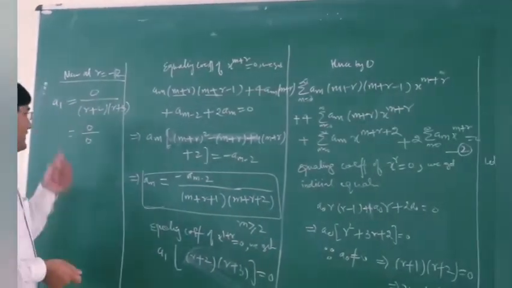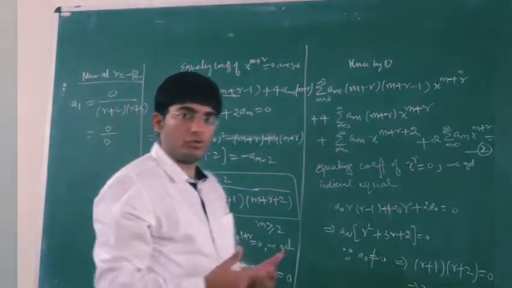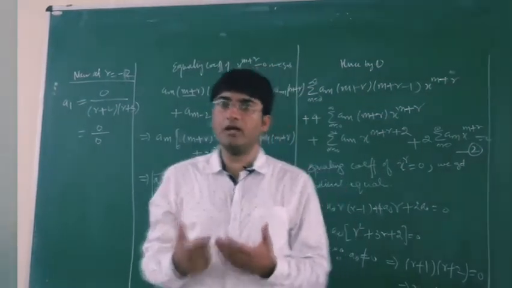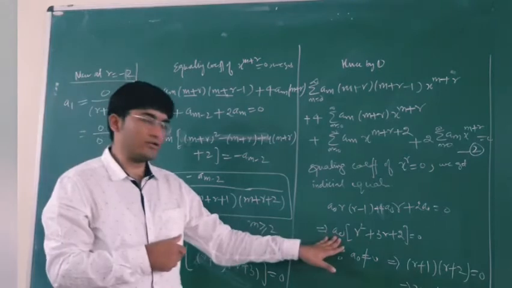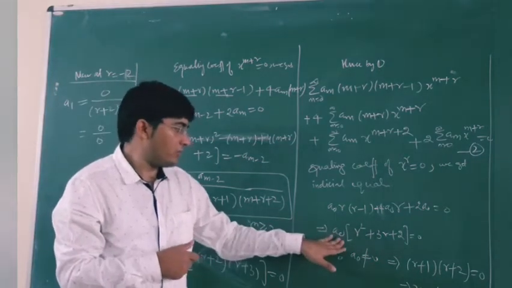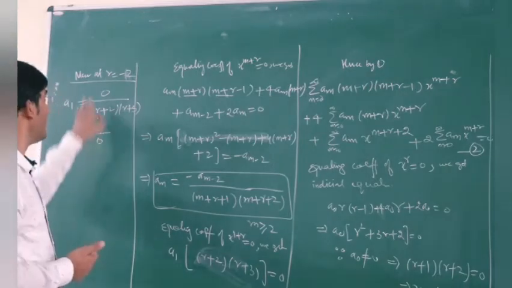So that means we cannot evaluate our a1. So in this case, our a1 will be another unknown. One unknown is your a0. We cannot find the value of a0. So one unknown is a0 and another one is a1. So we have two unknowns for r equal to minus 2.